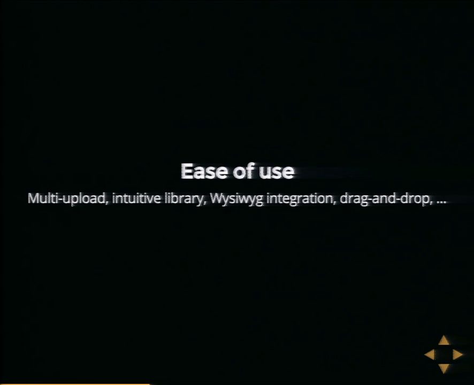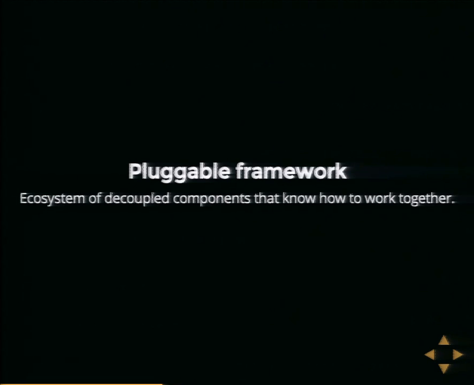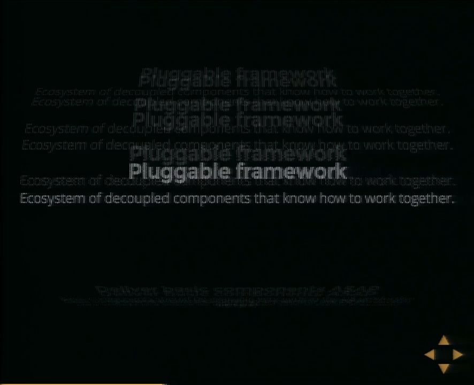Five simple bullet points of this plan would be: we need to focus on ease of use. We should support multi-upload by default. We should have nice WYSIWYG integration, maybe drag and drop, things like that. We decided to go with a pluggable framework because in Drupal 7 now we have several media solutions and none of them integrate with each other, which means that we have to re-implement a lot of code several times. If we had a pluggable framework where these different media solutions could pick these components and use them, that would help a lot because we would develop code that does something just once. There would be no need to write redundant code. And it seems that doing a pluggable framework of decoupled components would help us to solve that.